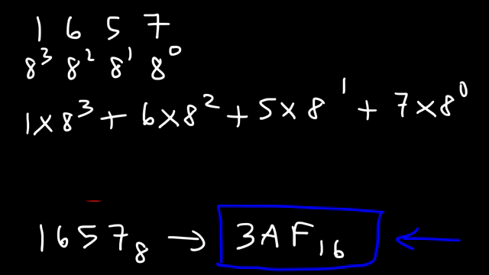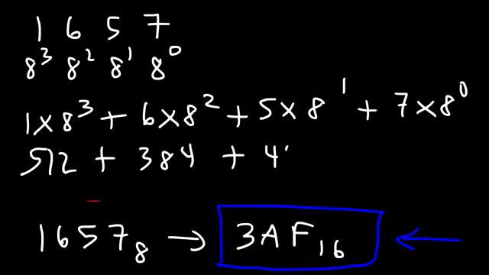So 8 to the third power, 8 times 8 times 8, that's 512. Now 8 squared is 64, 64 times 6 is 384. 5 times 8 is 40. 8 to the 0 is 1 times 7, so we get that. So 512 plus 384 plus 40 plus 7 gives us this number, 943 in the base 10 system.